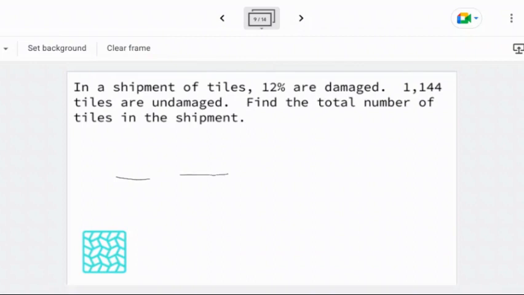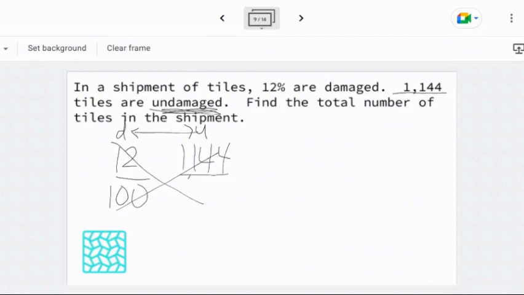In a shipment of tiles, 12% are damaged. So we got to be careful on this one. This one can get a little tricky. So 12% are damaged. Now, 1,144 are undamaged. So if 12% are damaged, if we put 1,144 right here, that's undamaged. Does damaged and undamaged match up? No. Okay, so we have to do a little thinking here.